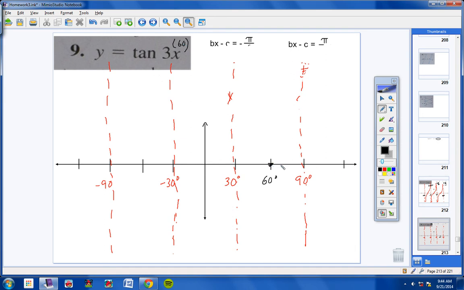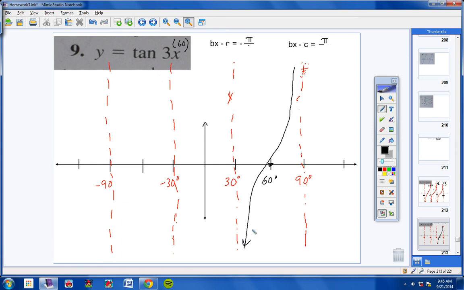Now, personally, you can put any number into your function that you want between 60 and 90. I'm going to use 89 degrees just to see what happens when it gets real close. So tangent of 3 times 89 is 19.08. So when I go over, I'm going up. And that's all I need to know. So the graph will look something like this.